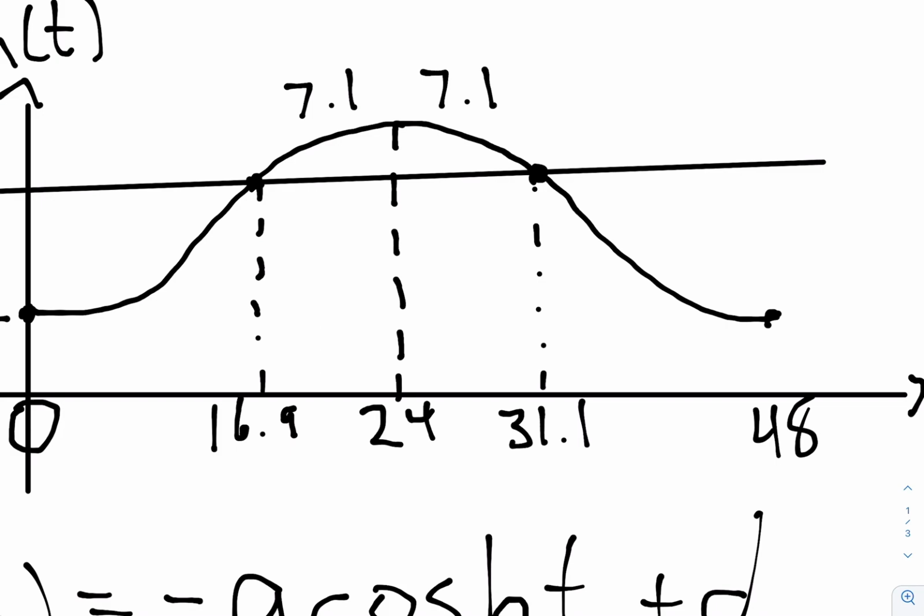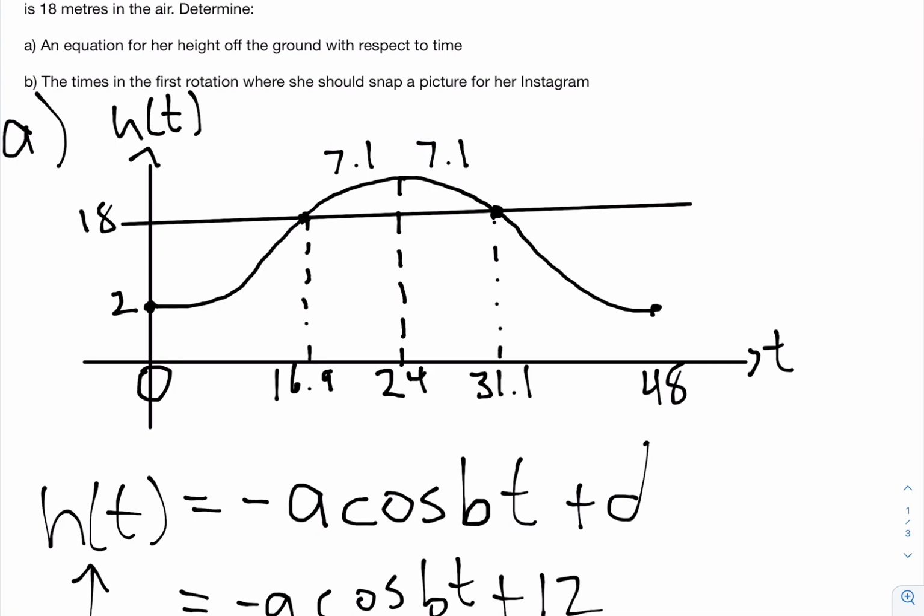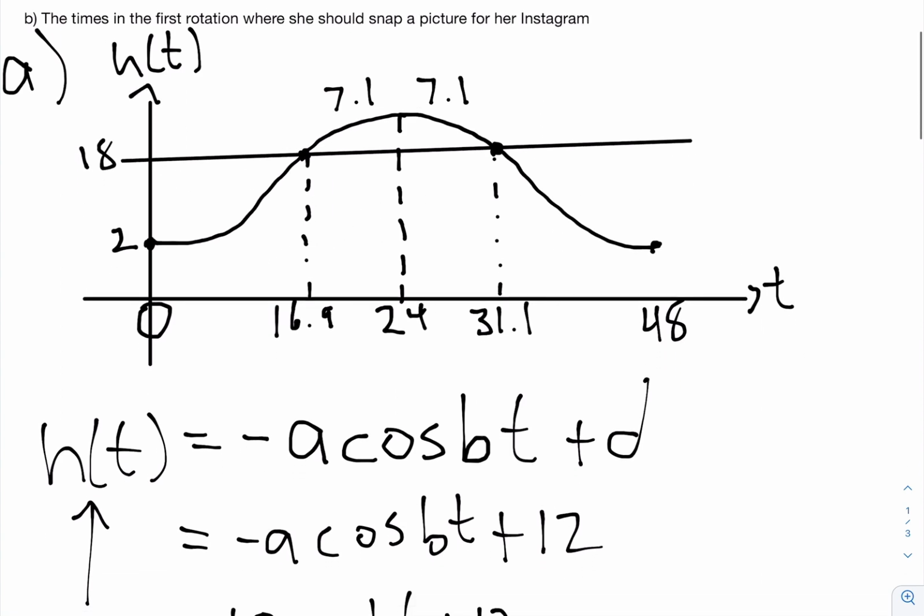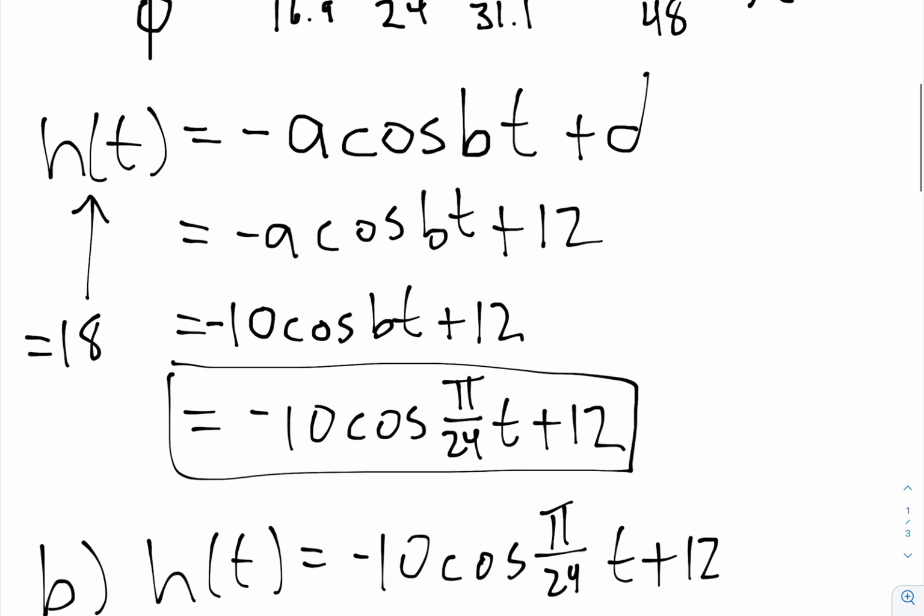So your answer would be, after 16.9 seconds or 31.1 seconds, Serena should take the photo for her Instagram, or about 17 and 31. Because in the real world, who's counting 31.1 seconds exactly? So that's how you can solve this question. I hope it made a bit of sense.